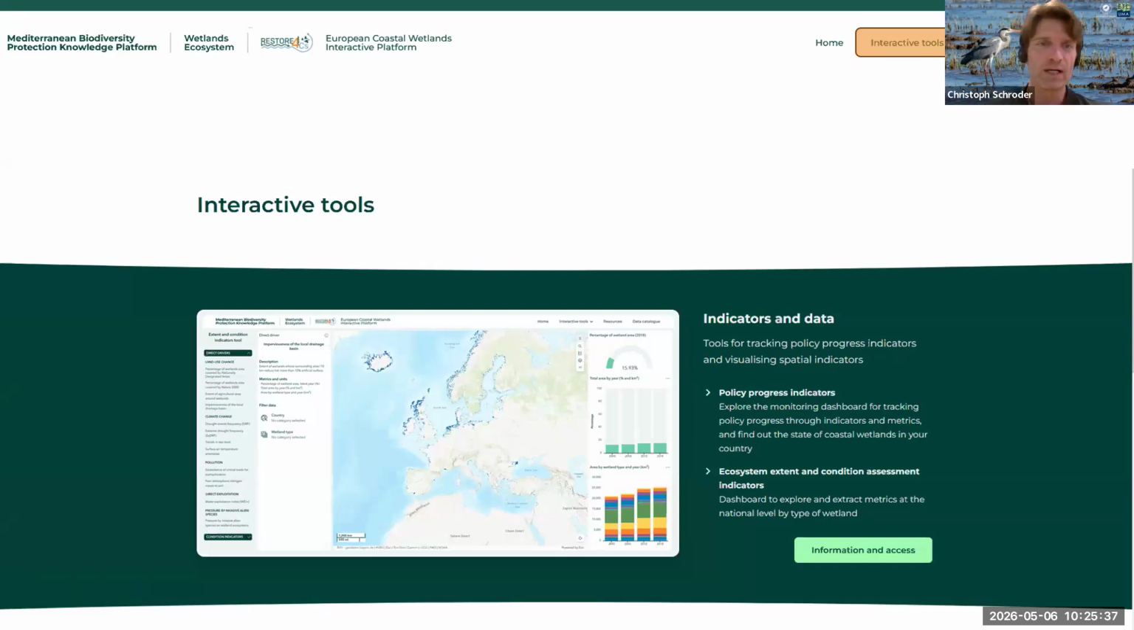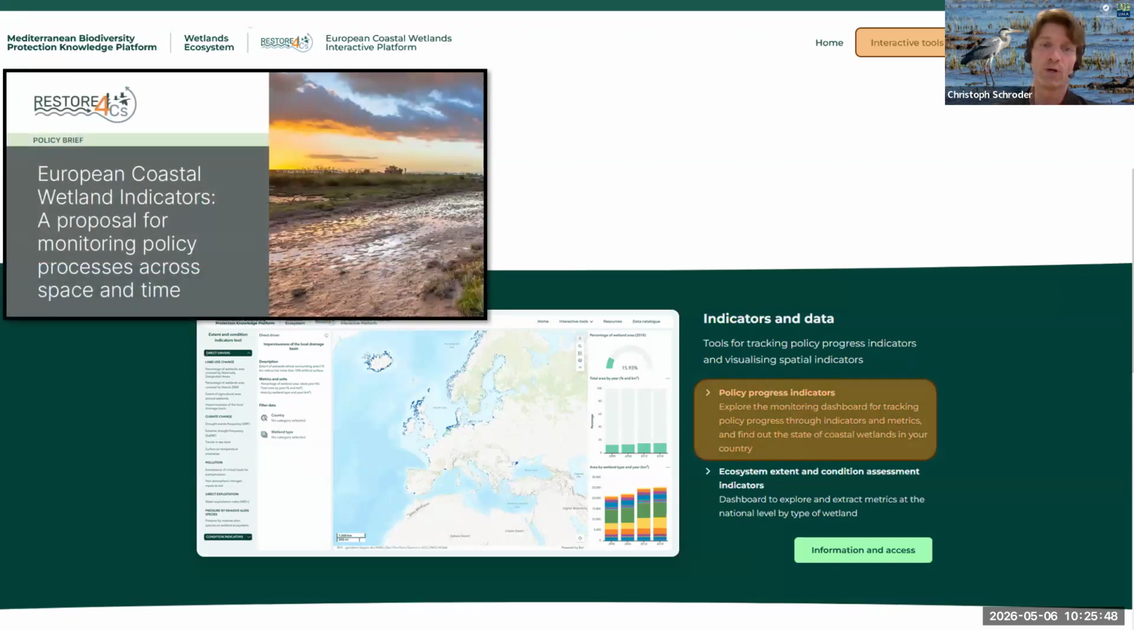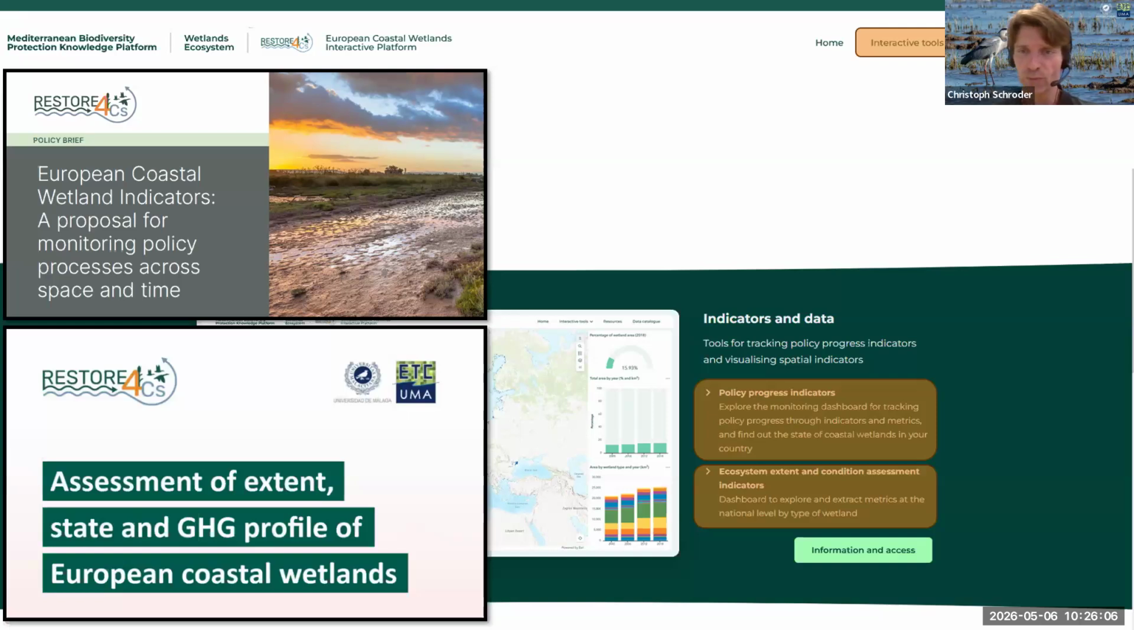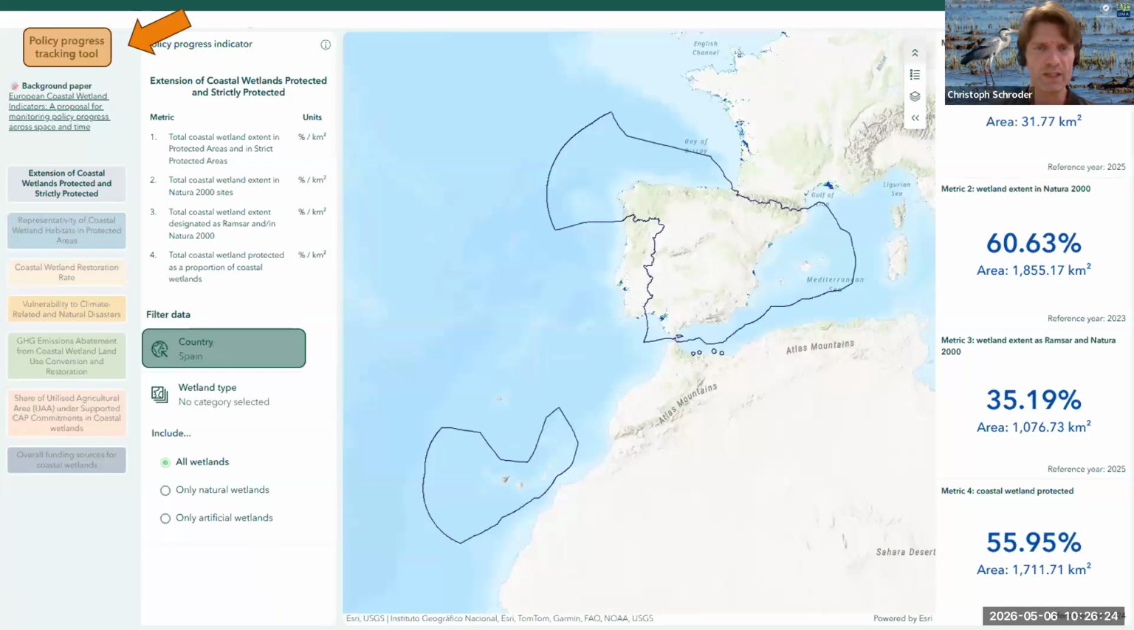Okay, we have the part of interactive tools, to access and interact with indicators that we have developed in the project. One was related to policy indicators, where we did a proposal for monitoring policy processes across space and time, which can be accessed, and a few of them can be accessed through this policy progress indicator dashboard. And the other dashboard interactive tool relates to a major output, which is the assessment of extent, state, and GHG profiles of European coastal wetlands, where all the final indicator layers are available for exploration in this dashboard. Let's jump into it and see what is in there for you.